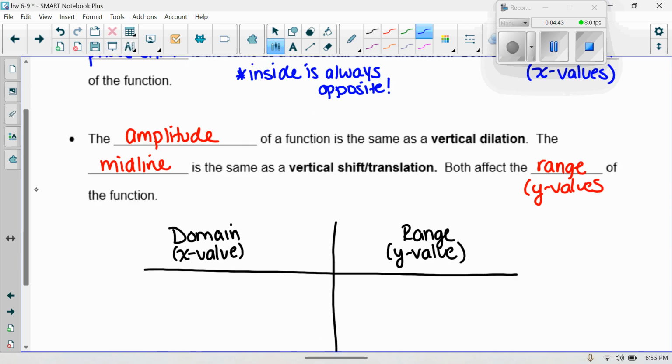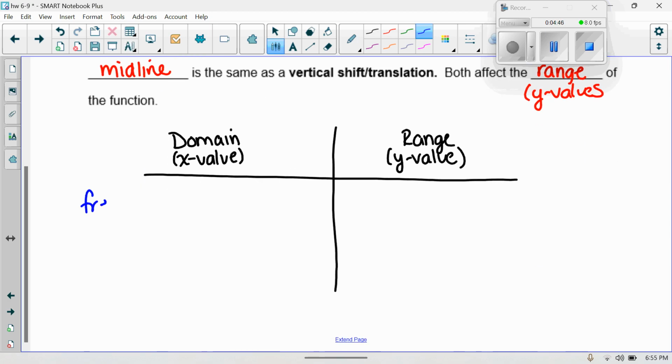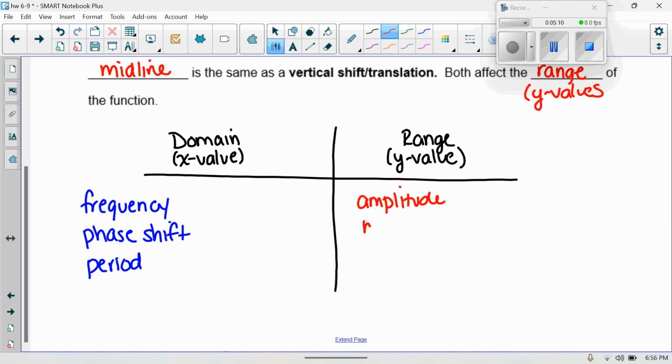For my domain, we already had frequency and phase shift, but it's important for you to know that period is also related to that. When I'm referencing the period, it's how long or length of time. That's why it's input or x values or domain. For range, we already have amplitude and midline, but maximum and minimum are also associated with range or output or y values. That's going to be important as we read through these questions to identify what information they gave us and what information they're looking for.